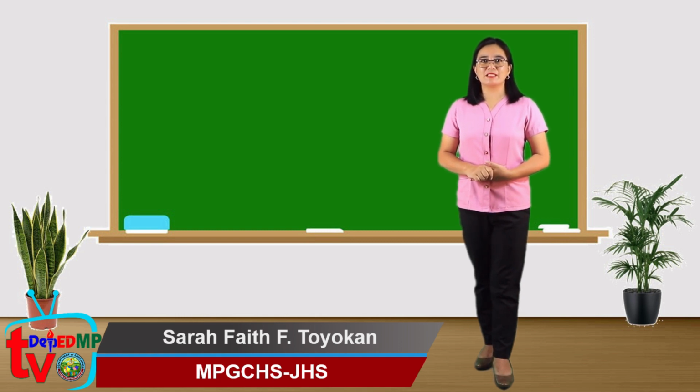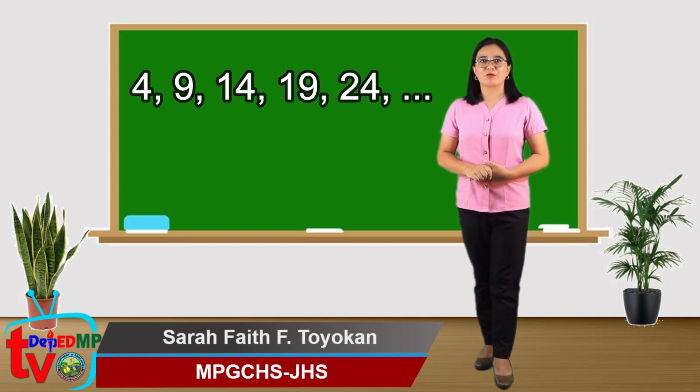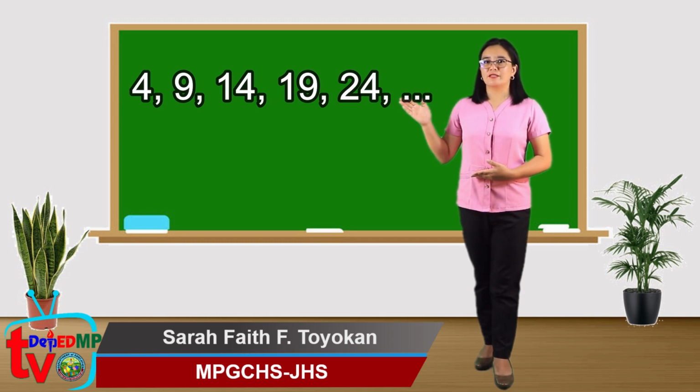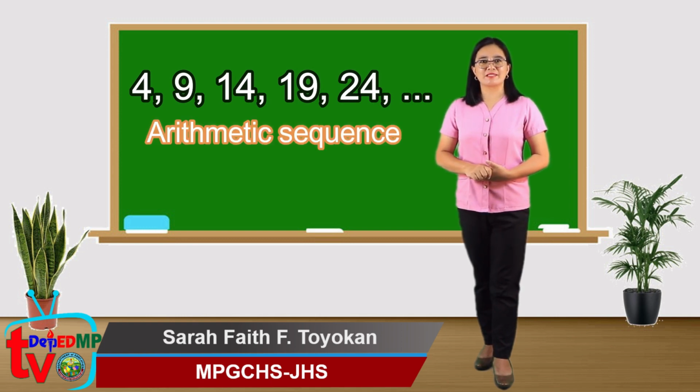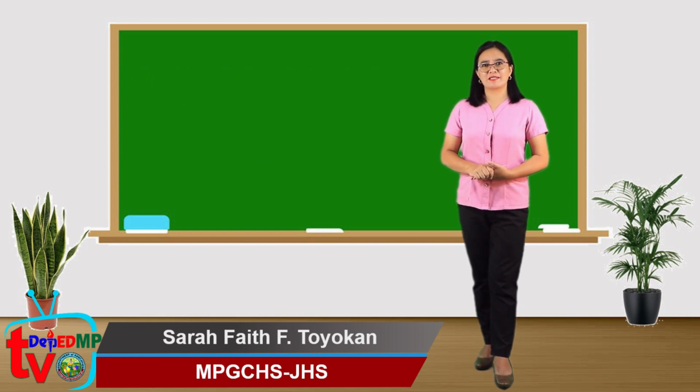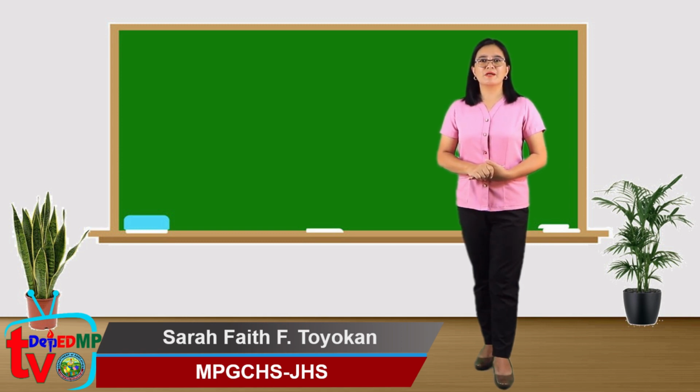Let us consider this number sequence 4, 9, 14, 19, 24, and so on. What can you say about this sequence? Yes, it's an arithmetic sequence. Why? Because it has a common difference of 5. In the previous lessons, you learned that a sequence whose consecutive terms have a common difference is an arithmetic sequence. You also performed finding the nth term and the sum of the first n terms of an arithmetic sequence.